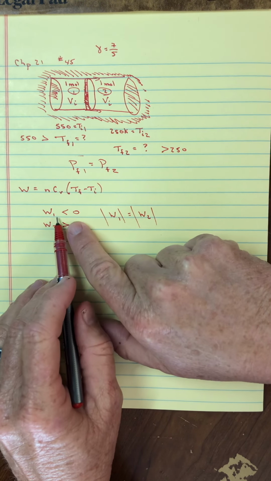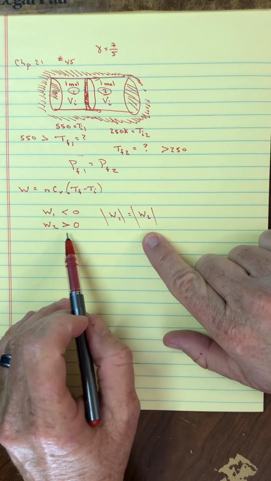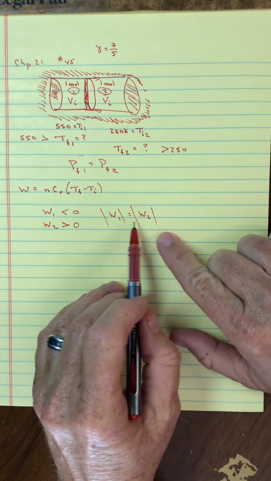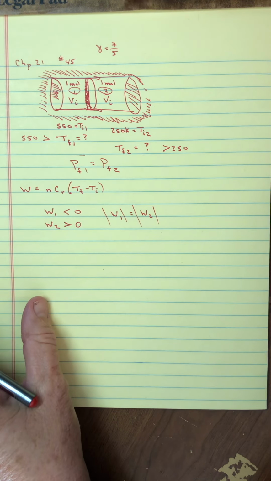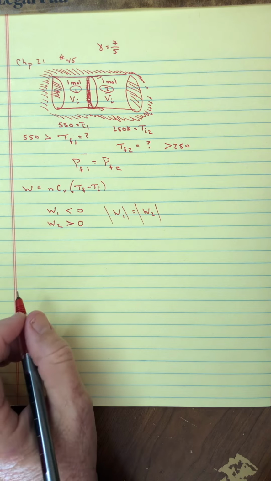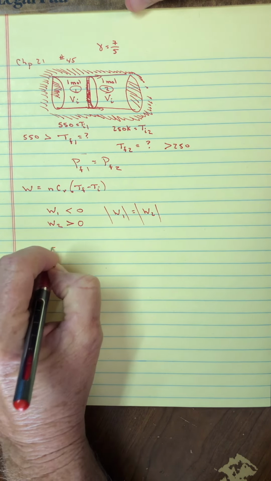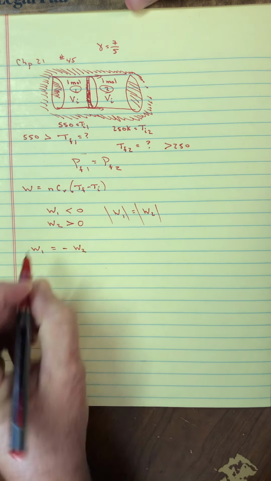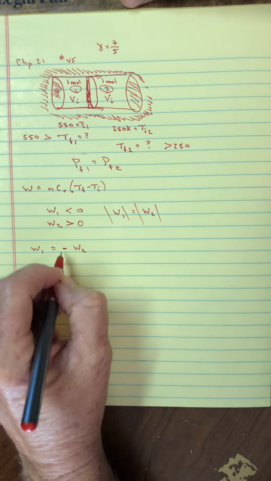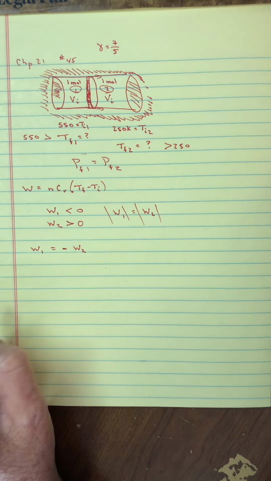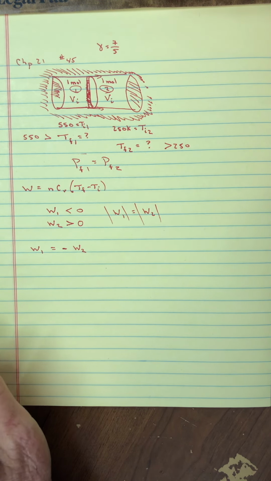When number 1 expands, it compresses number 2. So the work being done on number 2 is coming from number 1. So the magnitudes of them are the same. Maybe I should write it this way, that the work for number 1 is equal to negative of the work for number 2. Again, number 2 has work being done on it, so it's a positive number. If you take the opposite of that, that's where the energy came from. It came from number 1. So this would be a conservation of energy statement here.